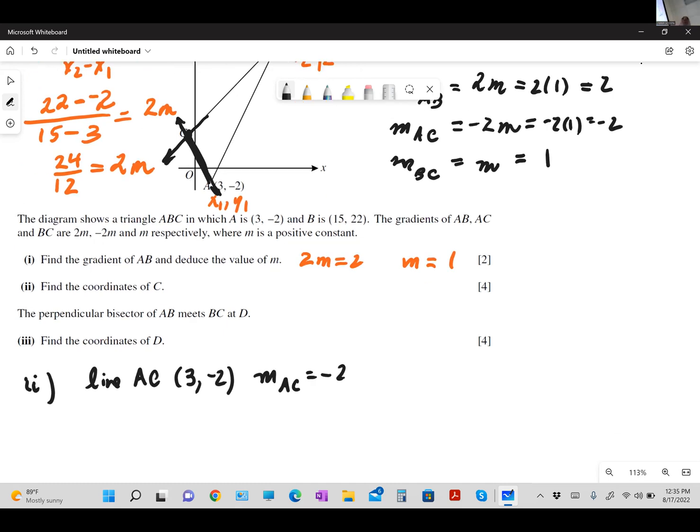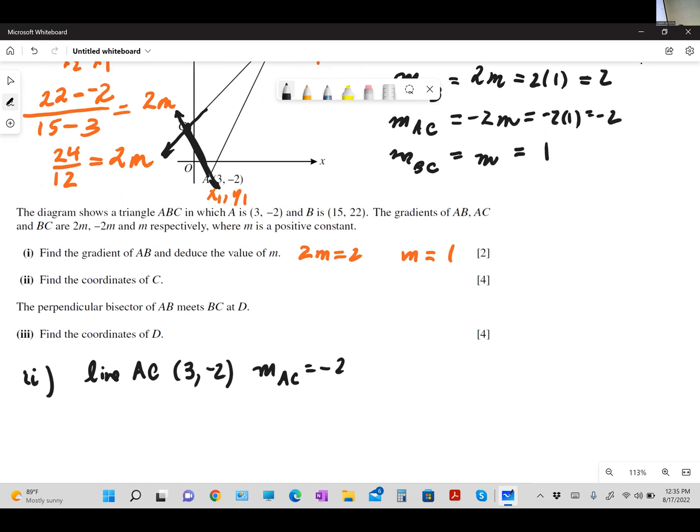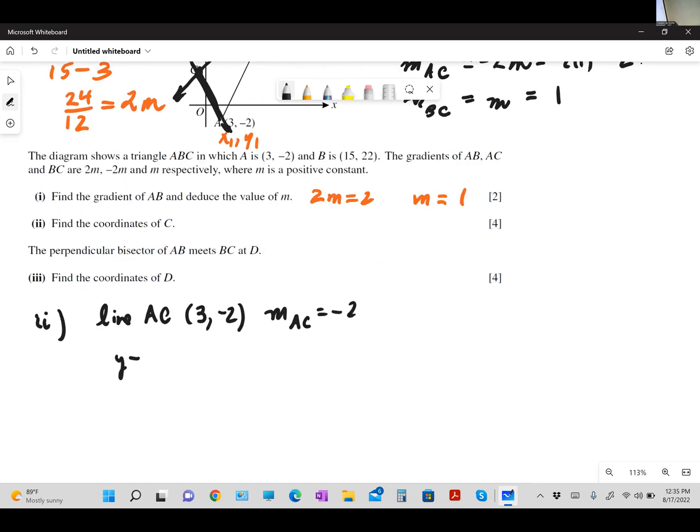So do we have a formula we just talked about called point-slope form? Yes, we did. And can we put it in point-slope form to get an equation? Yes, we can. So let's do that first. y minus -2 must equal -2 times x minus 3. So that's y plus 2 equals -2x plus 6. And so it's y equals -2x plus 4. Check to make sure I didn't make any mistakes in my arithmetic.